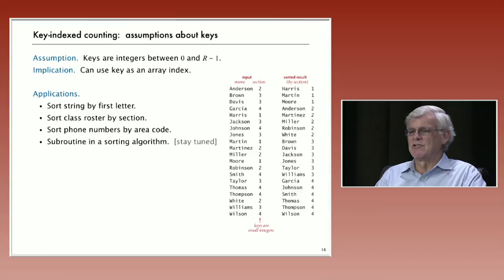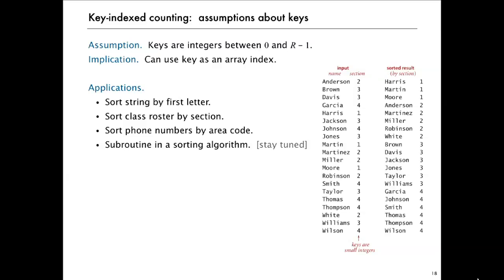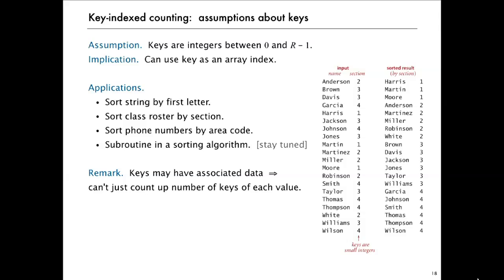So there are lots of applications for that. Maybe you have phone numbers, you can sort by area code, or if you have a string you just want to sort by the first letter, you could do it that way. And actually that idea leads to an efficient sorting algorithm, actually two different ways. Now, don't forget that we're sorting according to a sort key, but usually we're sorting bigger generic items that have other information associated with them.